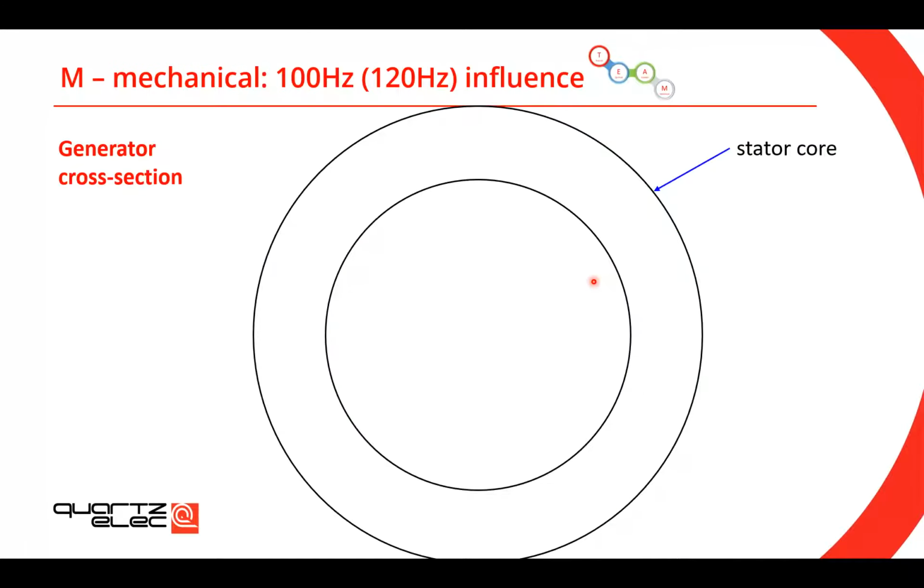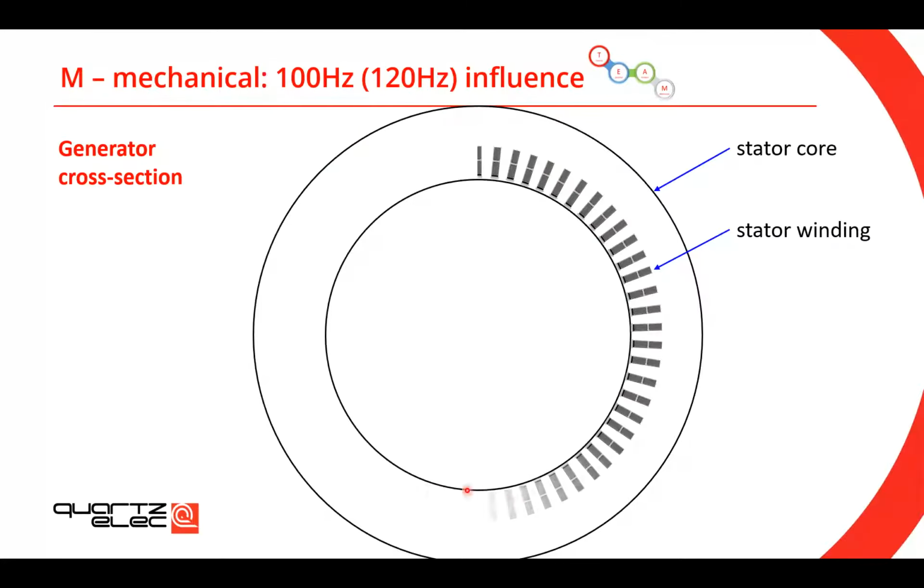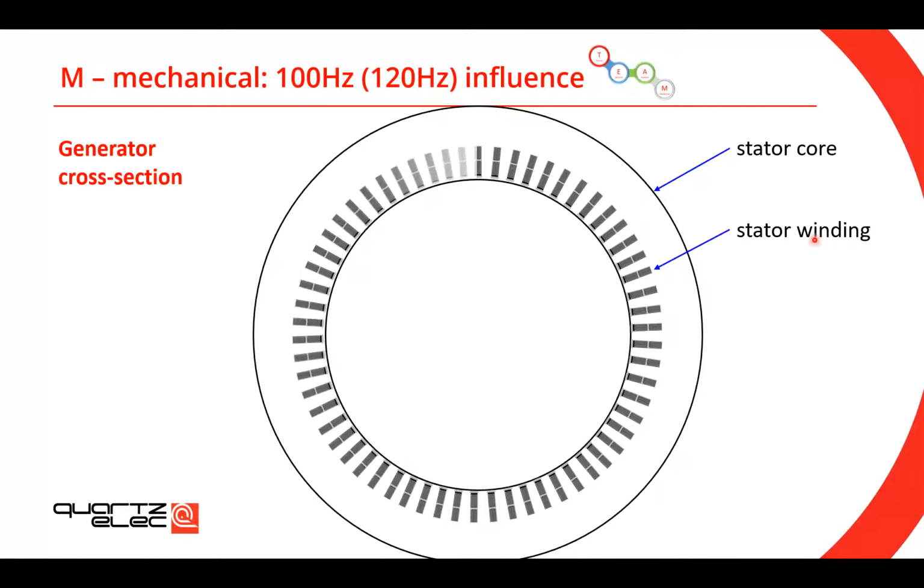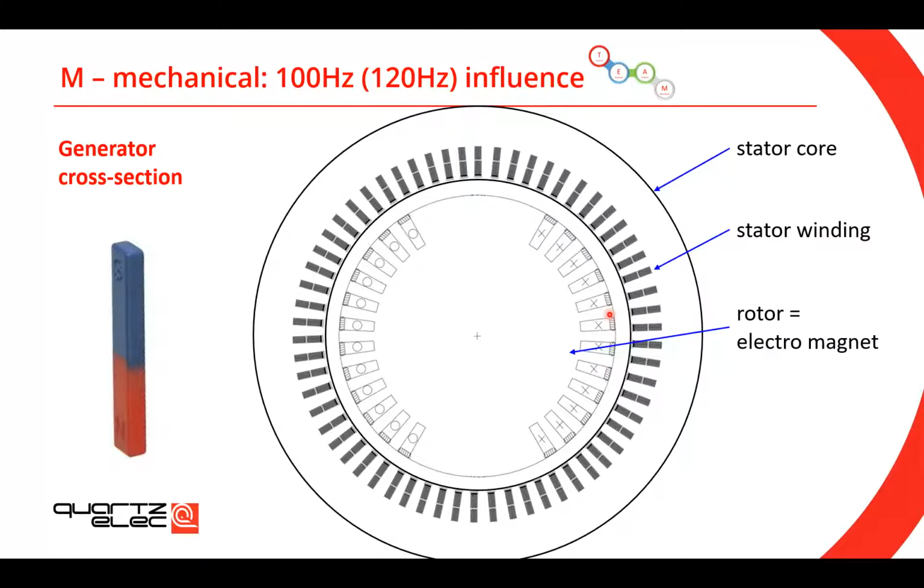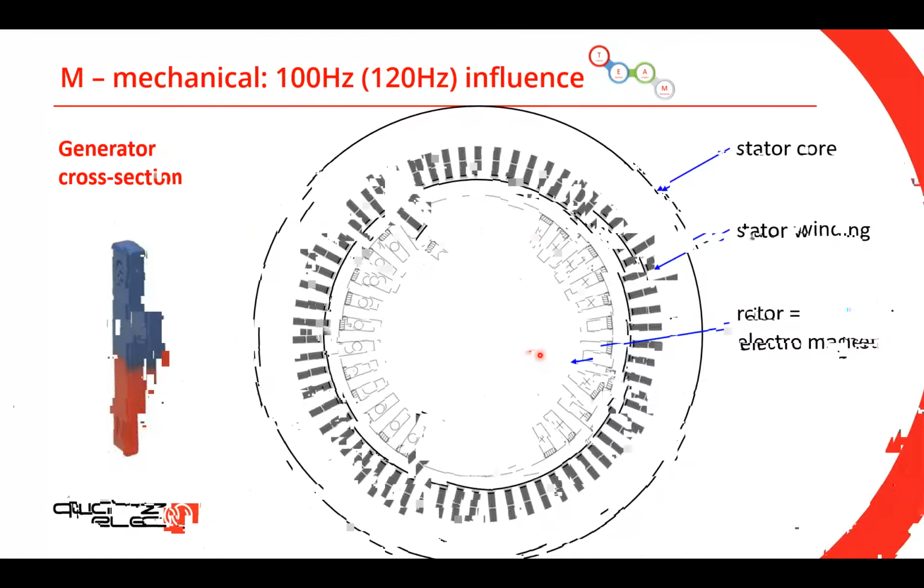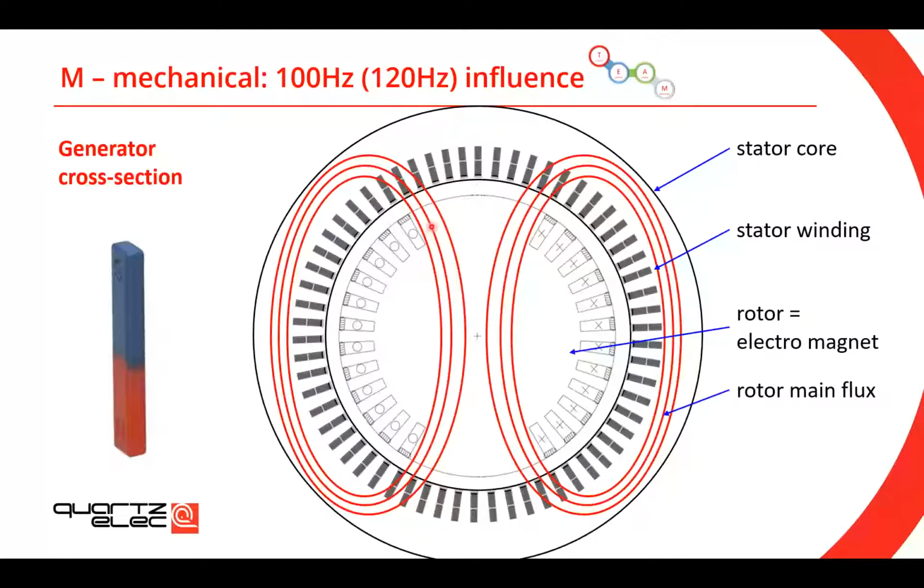Now another mechanical influence: the influence of the 100 Hertz. Or in the case of the United States, you're talking about 120 Hertz. So this is a generator cross-section. This is your generator core. Now, we just quickly draw the stator winding. So these are your coils. This is the stator bore. We're going to put the rotor inside, and the rotor is nothing more than a magnet, or to be precise, an electromagnet. And that electromagnet will produce the flux, the main flux. And obviously that flux will go through the air gap into your core and around.